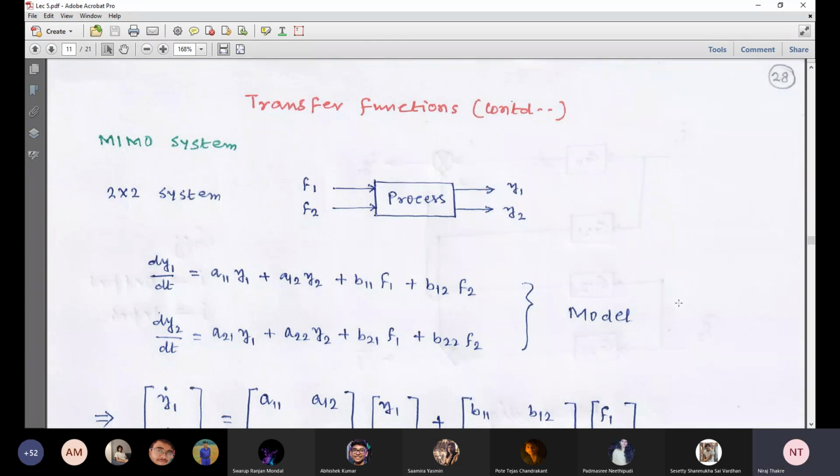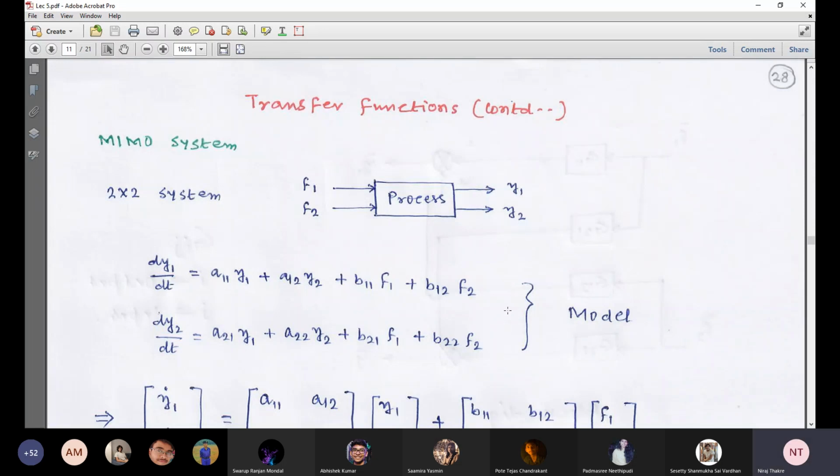Now, as I mentioned, this is the simplest MIMO system or multi-input, multi-output system. Schematically, it is shown here. You see, we have a process and we have two inputs, namely F1 and F2, and we have two outputs denoted by Y1 and Y2.